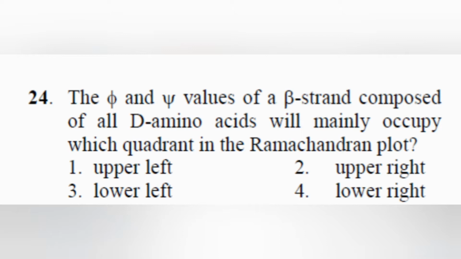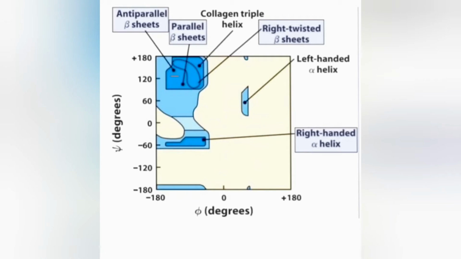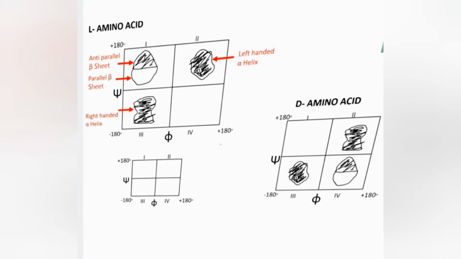We learned that beta strands mainly occupy the first quadrant in L amino acids. But here the question is tricky because they are asking about D amino acids. Please try to understand the concept well. In the case of L amino acids, you can see that the beta strands mainly occupy the first quadrant, right? While in D amino acids, the beta strands occupy the lower right. Please note the position and keep it in your mind.